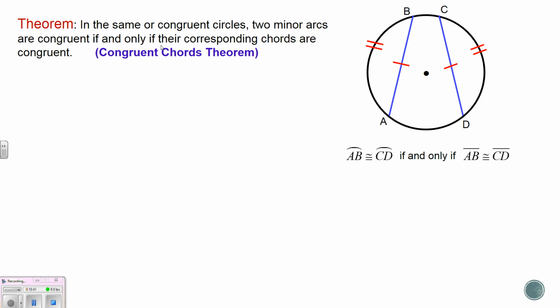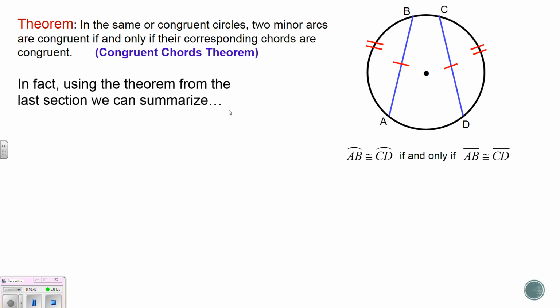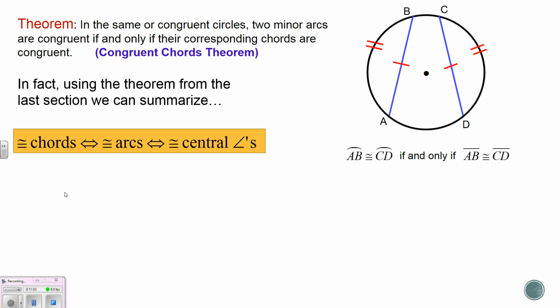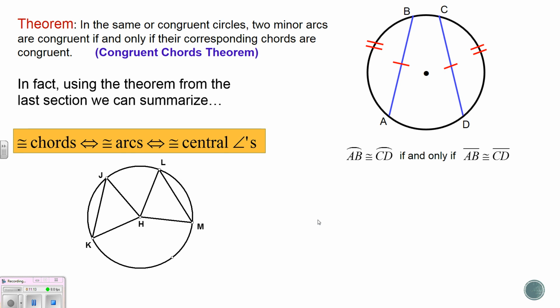If and only if. So this is actually really interesting because if we take what we learned from the last section about how central angles and arcs relate to each other, you can kind of put it all in one thing. So you can say congruent chords imply congruent arcs, which also imply congruent central angles. And you can go back and forth, pick whichever two you want to talk about to be able to prove something's congruent. So for example, if these chords are congruent, then I can say these arcs are congruent.